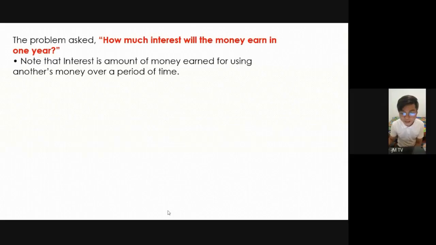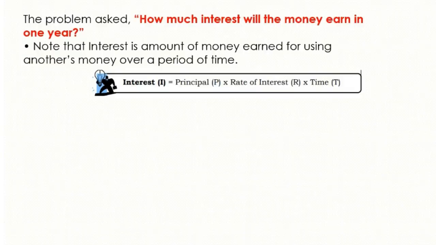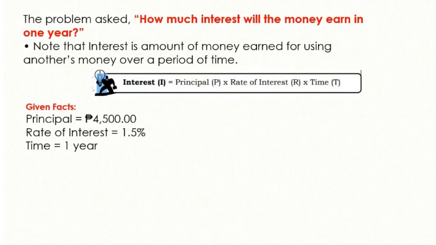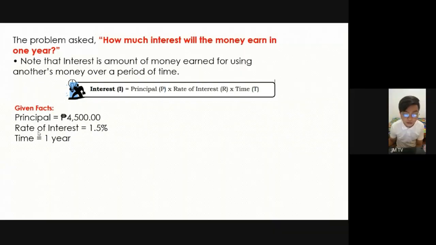How much interest will the money earn in 1 year? That is the question. So note that the interest is the amount of money earned for using another's money over a period of time. Again, this will be the formula. So what are the given facts? The principal, yung kabuuang pera niya ay 4,500. Rate of interest is 1.5%. Ilang taon ba yon? Isang taon. So that's gonna be time is equals to 1 year.